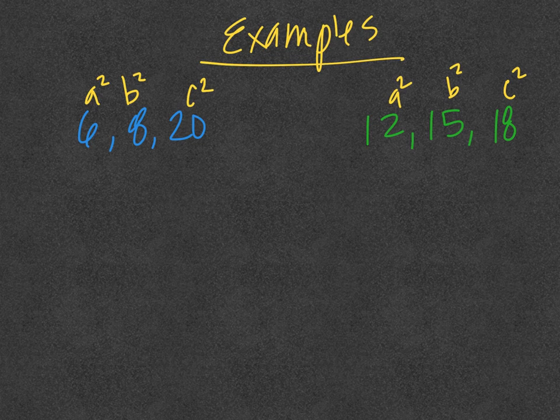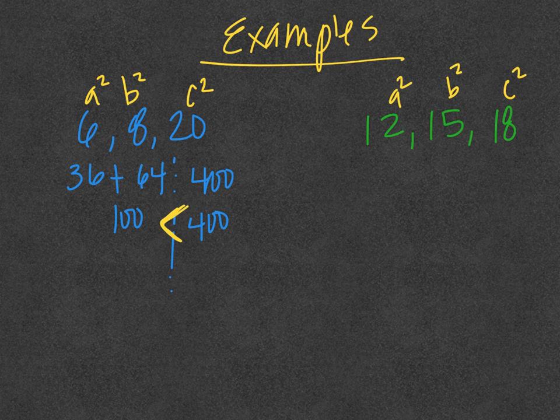So on the left side, 6 squared is 36. 8 squared is 64. That's 100. Then I would see 20 squared is 400. So now the A and B sides add up to be less than C squared. So this is an example of forming an acute triangle.